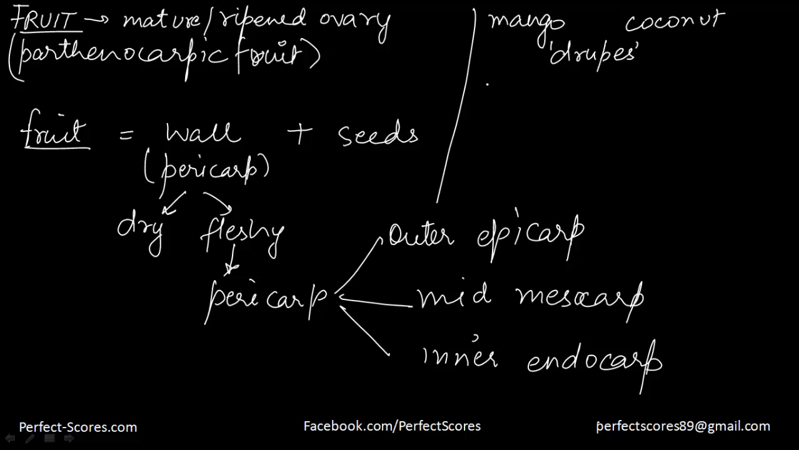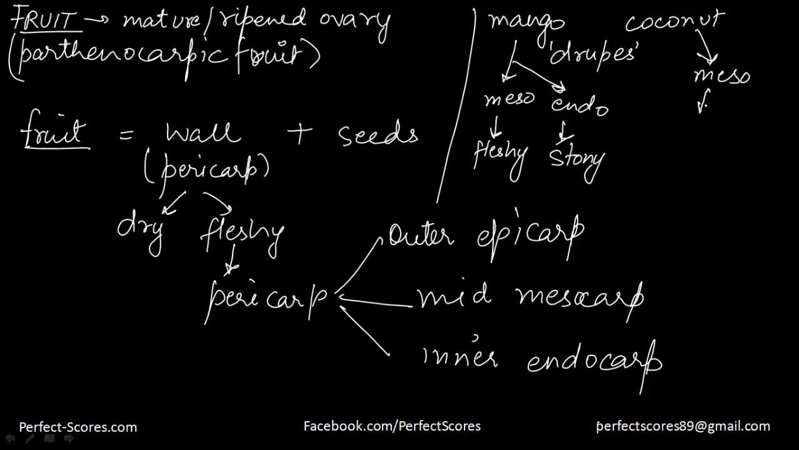Now what happens in mango is that the mesocarp becomes the fleshy edible part and the endocarp is the stony central part, and the outer epicarp is the covering, the peel of the mango. And in case of coconut, the mesocarp is fibrous.